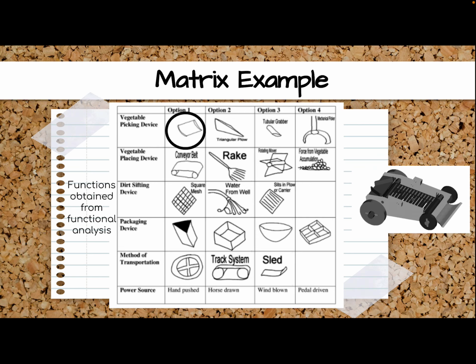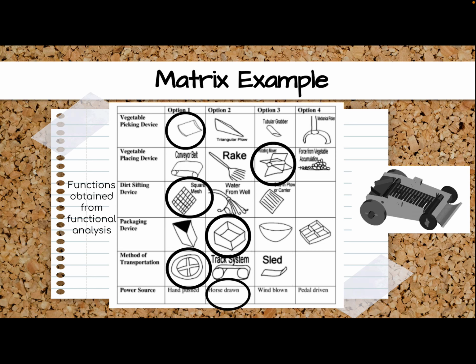The image on the right is an example of going through this matrix. For the vegetable picking device, they chose option 1. For the vegetable placing device, they chose option 3, and so on. The end product is on the right-hand side there. So it allows you to pick and choose what you think might be the best option for the design, for the solution you are trying to come to.